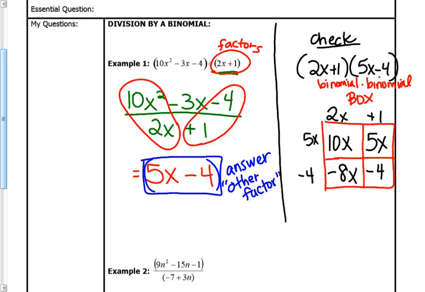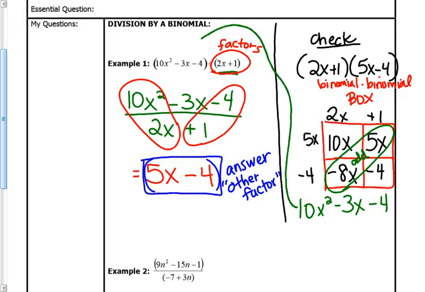So remember, again, when we're multiplying binomial times binomial, a lot of the times, not 100% of the time, but most of the time, we can safely say that the diagonals here should be like terms, but you always want to verify that. So if they are like terms, we can go ahead and add those two. So our answer would be 10x squared, and then we have a negative 8 and a positive 5. That gives me a negative 3x minus 4. So I know I did this correctly because this was my original problem, my polynomial, my numerator, right? And if you notice, that's where that negative 3x comes from, right there.